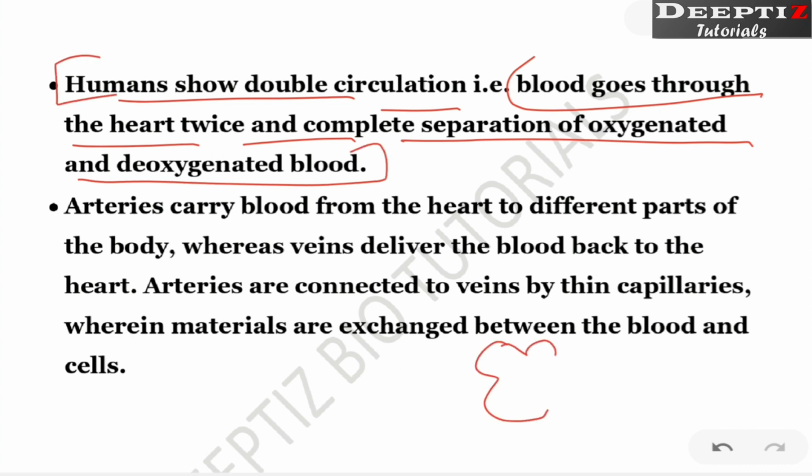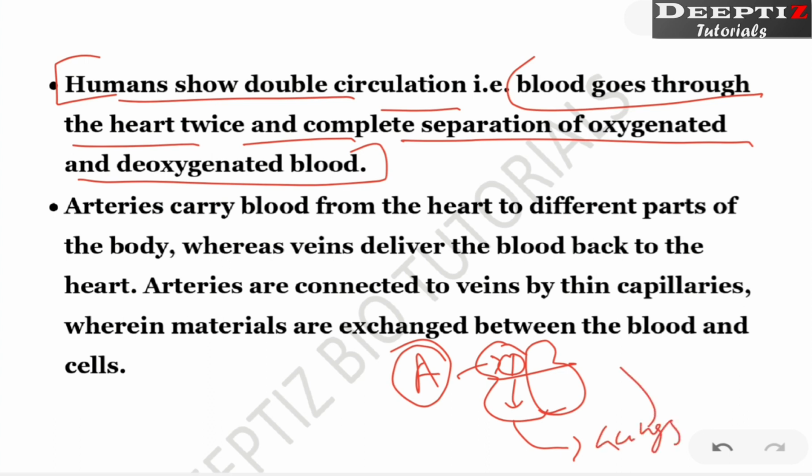Suppose if this is our heart, and suppose blood A. I am just giving the name blood A. This blood A comes to this chamber the first time. It goes here. Later where does it go? It goes to lungs. Now the same blood A after purification is coming to the heart. So how many times has blood A come to the heart? Twice. Once in the form of deoxygenated, once in the form of oxygenated. So the same blood passes through the heart twice. That's why we call it double circulation.